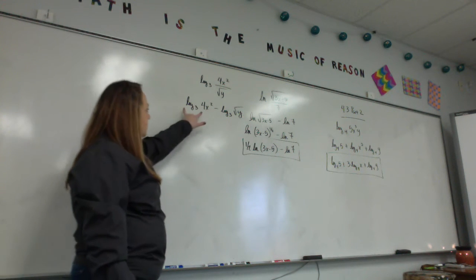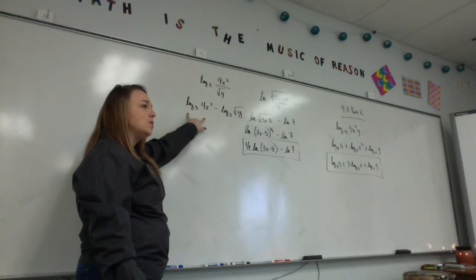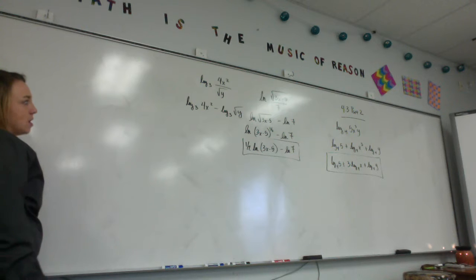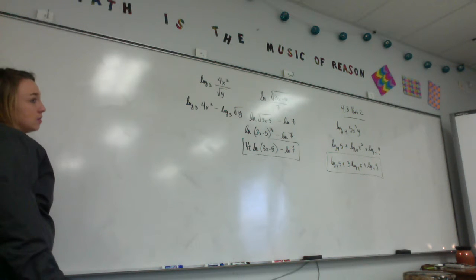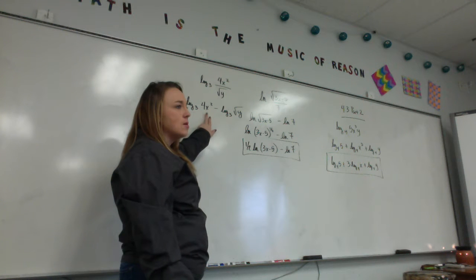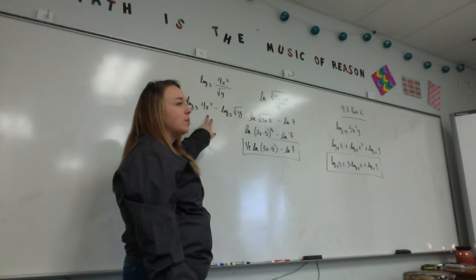Now, let's focus on this portion here. What can I do with log base 3 of 4x squared? Move the 2 in front. Not yet. There's something I have to do first. What's happening with 4 and x? They're being multiplied. So how do I have to break those apart first?